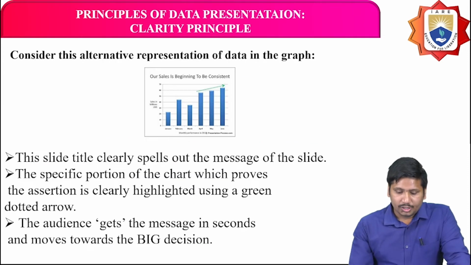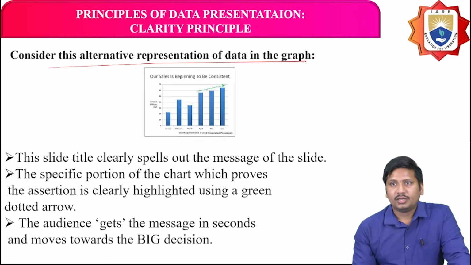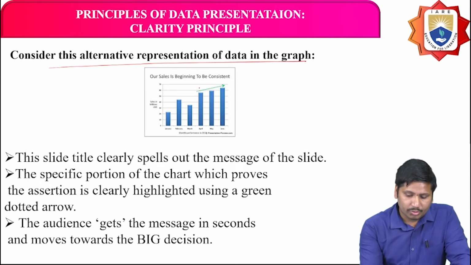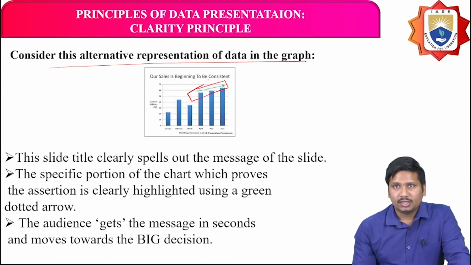So what is the best way? I want to know whether the sales are increasing or decreasing by considering all the months of the year. How can I do that? Consider an alternative representation of the data in the graphs. Suppose I mention this green line that I'm showing, then the sales are increasing. By seeing that arrow itself, it indicates the sales are increasing, right?